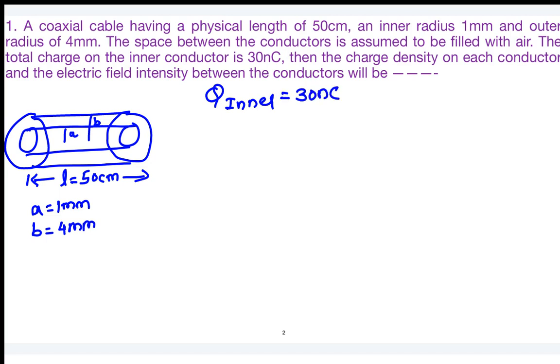So what will be the total charge on the outer conductor? We know that the charge on the outer conductor is minus of the charge on the inner conductor. So the outer conductor is having a charge of minus 30 nanocoulombs.